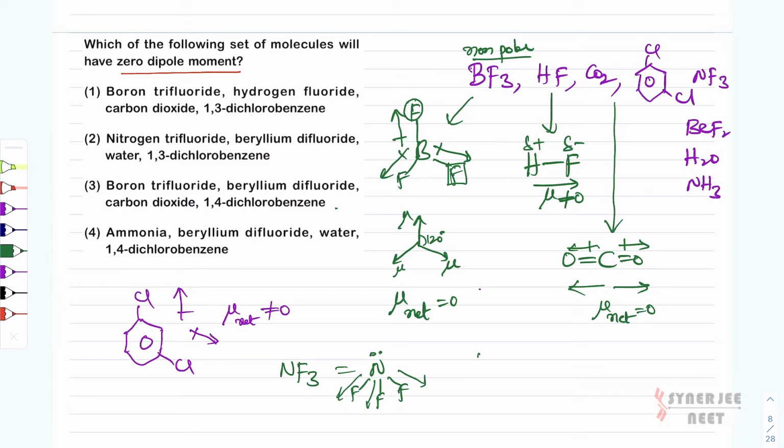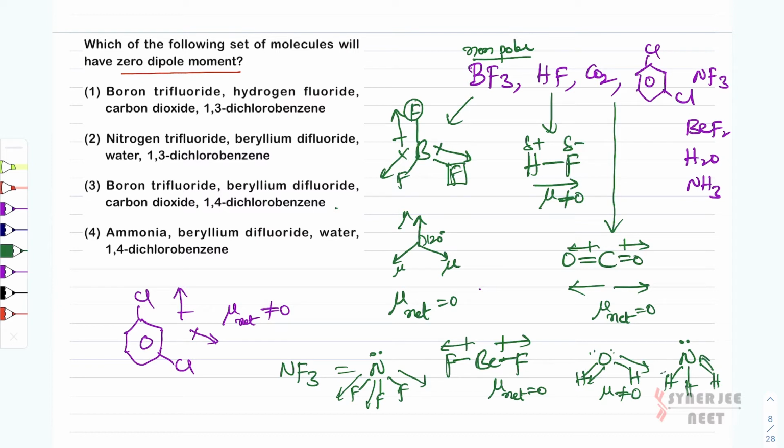And BeF2, beryllium fluoride, has a structure like this. One dipole moment is cancelled by the other bond's dipole moment. Therefore, mu will be 0 for this one. And H2O has a structure like this. So here also the dipole moment is not cancelling out. Here also not equal to 0. And ammonia, just like NF3, also has dipole moments towards nitrogen because nitrogen is the more electronegative atom. And here also there is no cancellation.